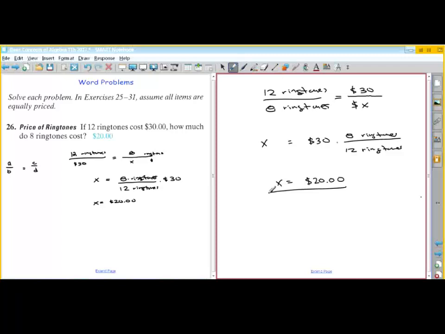So approaching it either way is fine. You just have to be consistent, so that the like quantities, meaning dollars or ringtones, are either both in the numerator or both in the denominator. When you put the similar types of things together and create a ratio, you just have to make sure that the numbers over here correspond with the correct values. So I don't put $30 in the denominator because the $30.